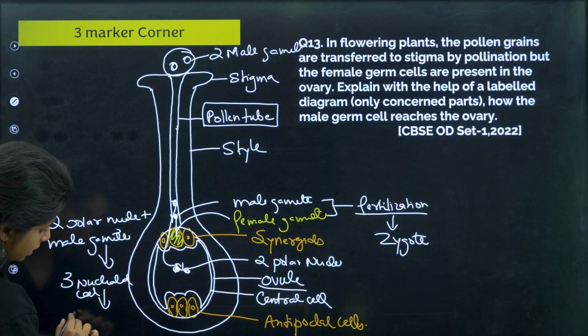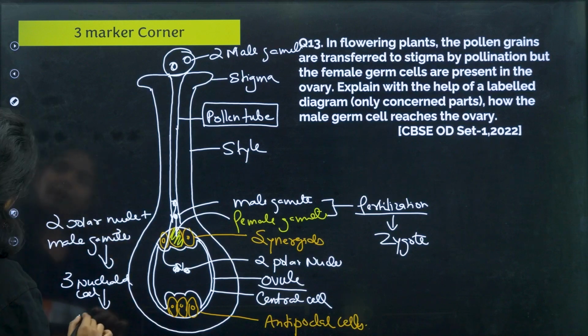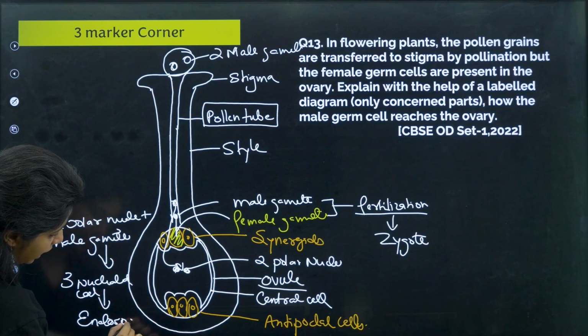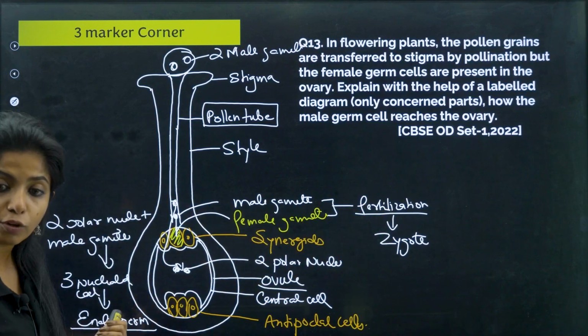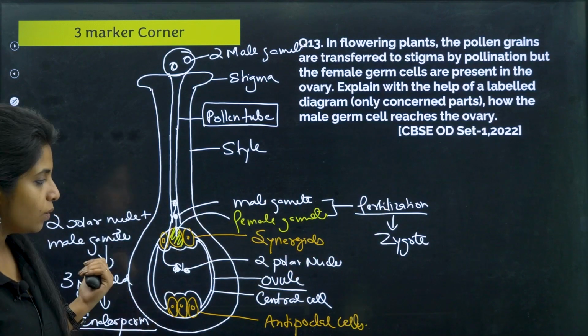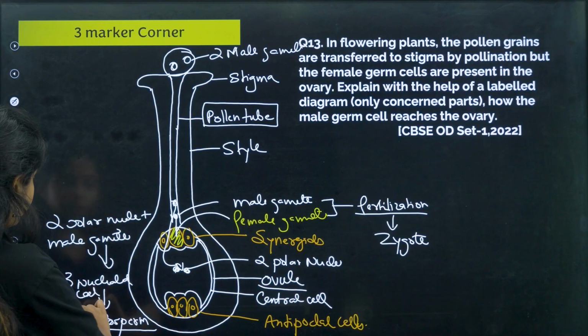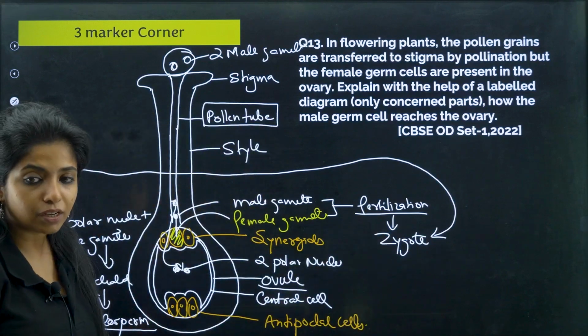And what is this known as? The cell which is formed at the end is known as endosperm, or basically the tissue, endosperm, that is going to be formed. So you have zygote being formed, you have endosperm being formed. What is the role of endosperm? Why is it there? Endosperm provides nourishment to the zygote, my dear children.